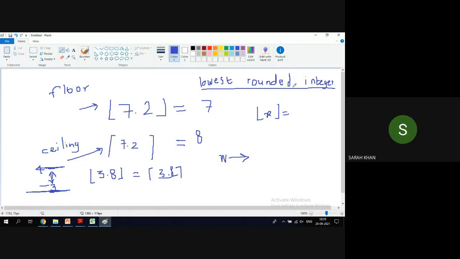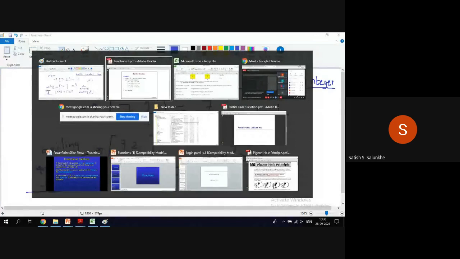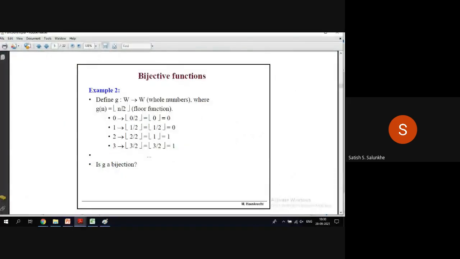Yes, sir. Let us proceed ahead. What exactly are we discussing in the given exercise? We have one function f from W to W. If you supply any value x belonging to W, f of x is equal to floor of x by 2. This is what we are discussing at present with respect to this exercise. So this is the function given to you.